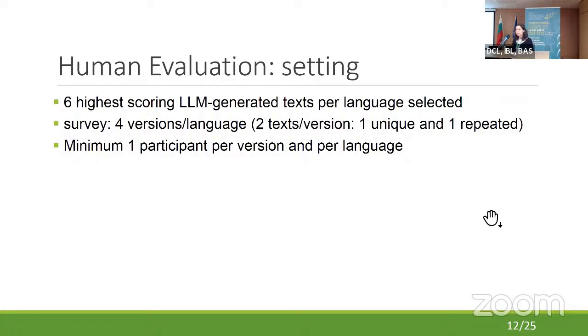Moving on to the human evaluation stage, which went afterwards. First of all, the 6 highest scoring large language model generated texts were determined based on the mentioned evaluation of characteristics. Where there were the same scores, it was a variety of generation scenarios that was sought. And a survey was composed in 3 versions for every one of the 3 languages. And each version consisted of 2 texts, one unique or only present in this version, and one that was also present in another version in order to facilitate the calculation of agreement between the respondents. And minimum 1 participant per version and per language responded to the survey, and they were either native or fluent speakers of the language in question.